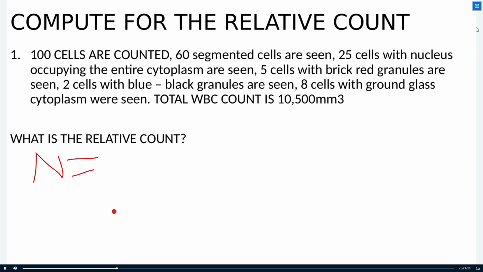Sige nga. WBC count is 10,500. So, normal. And since normal siya, you're just gonna report it as what you see in percentage. Now, the question is, how many percent, what is the relative count of your neutrophil? Ingat. Kaya tingnan natin if you know your WBCs.